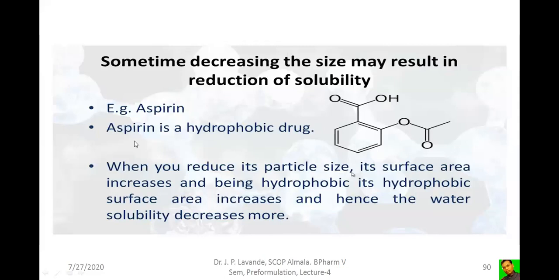Just to take an example, aspirin is a hydrophobic drug. When you reduce its particle size, its surface area increases. Not all the surface area increases: being hydrophobic, its hydrophobic surface area increases. This is most important. Hence the water solubility decreases, right? It is because of the inbuilt fundamental property of a substance. If the substance is hydrophilic, it will enhance the solubility. If the substance is hydrophobic, reduction in particle size will lead to a reduction in solubility.